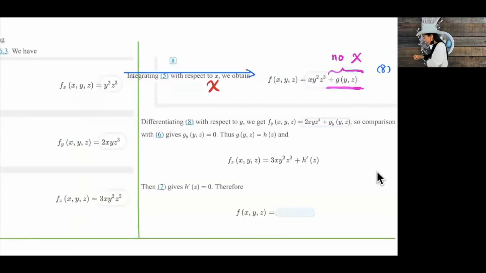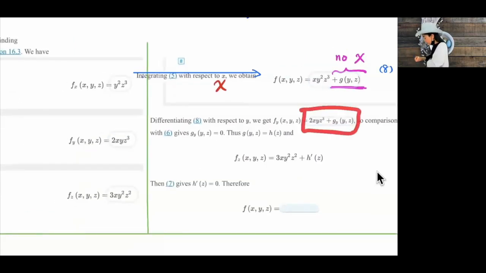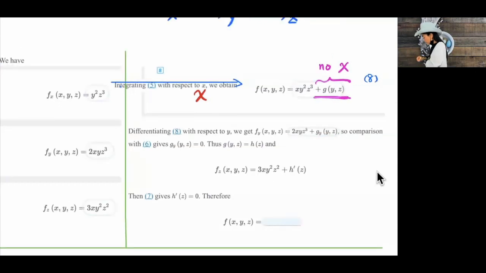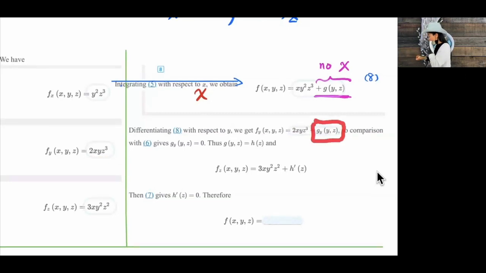Now let's compare this one with this one. What can we say about the partial derivative of g with respect to y? What does it equal? Comparing this with this one, that should be equal to 0, right? See, this one here equals this, and these two match. So this part over here should be equal to 0.